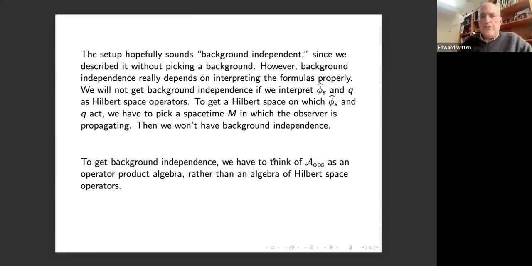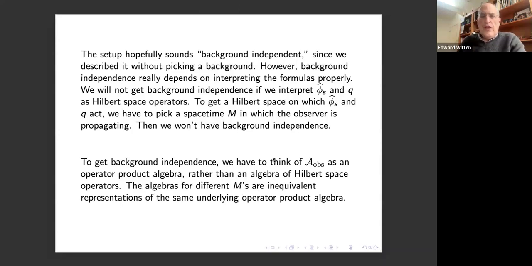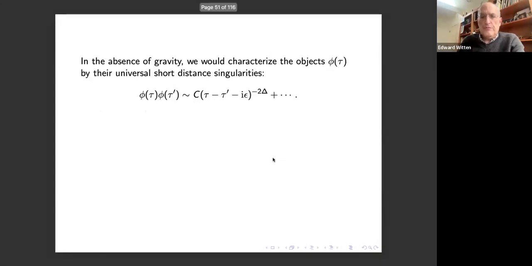To get background independence, we have to think of the observer algebra more abstractly as an operator product algebra rather than an algebra of Hilbert space operators. And then, if we think of it that way, the algebras for different spacetimes are inequivalent representations of the same underlying operator product algebra. In the absence of gravity, we characterize these objects phi hat tau by universal short distance singularities. For example, if phi behaves at short distances like a primary conformal field of dimension delta, then the leading singularity in the product phi hat tau times phi hat tau prime is what I've written, and then there's a subleading expansion in less negative powers of tau minus tau prime.